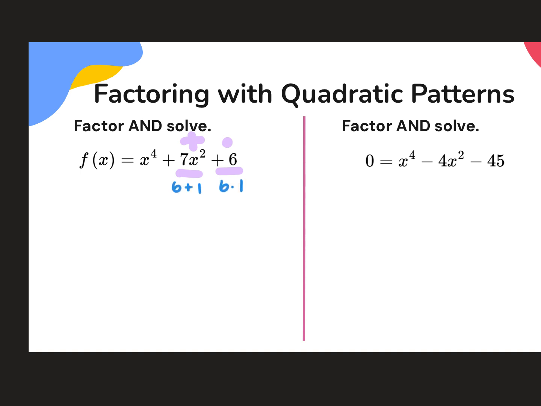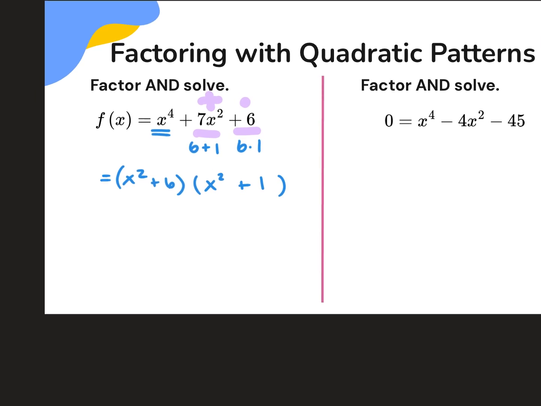Just like we saw in the previous lesson, when we create our 2 parentheses, each of them is going to begin with an x squared, since our original polynomial was x to the 4th power. One of those factors fills in with a positive 6, and one fills in with a positive 1. Solving for where this function is equal to 0, where that polynomial is equal to 0, means I'm going to take each of those parentheses and set them equal to 0 and get x by itself.